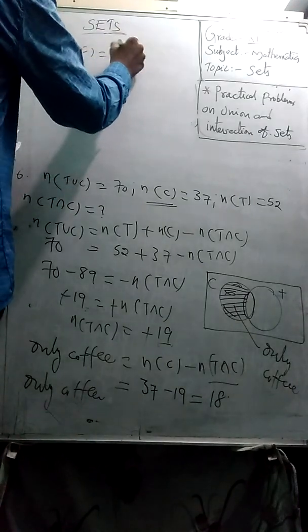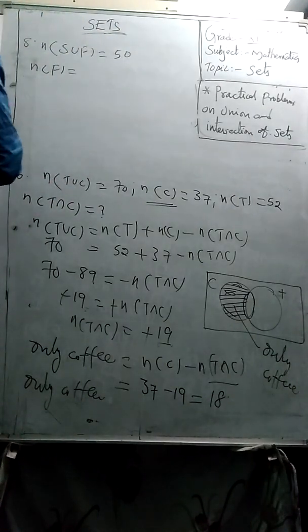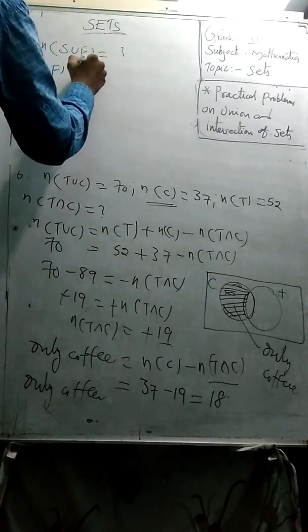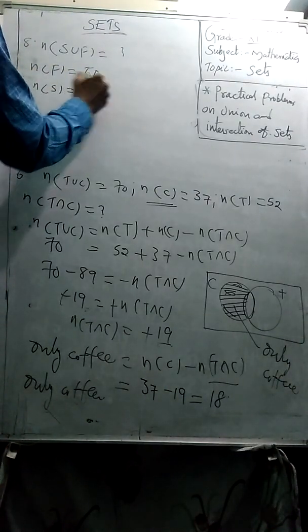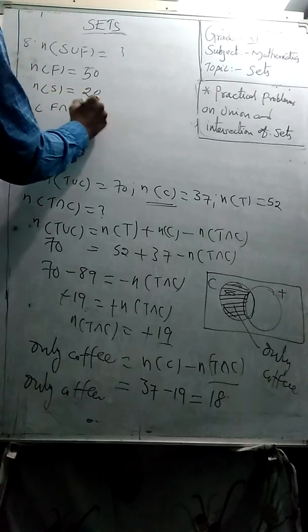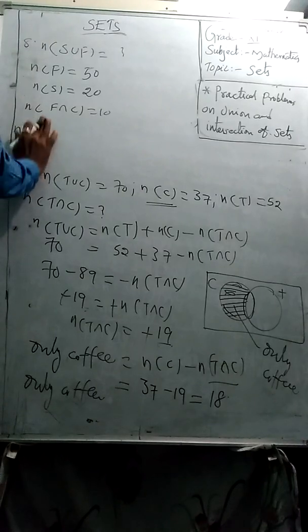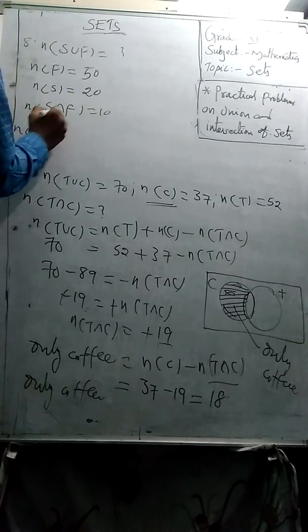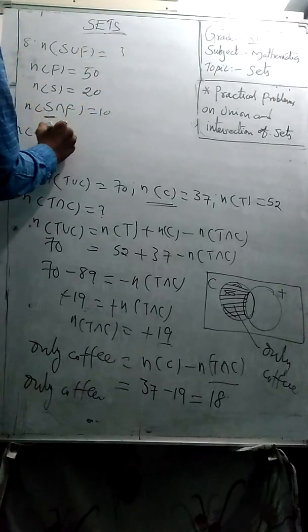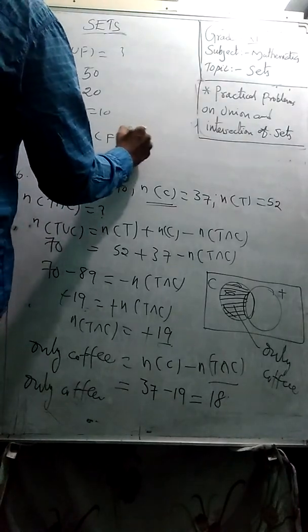The number of people who can speak French, according to the problem, is 50. In these 50 French people, 20 can speak Spanish, and both together is 10. We have to find this value. So S union F is equal to N of F plus N of S minus N of F intersection S.